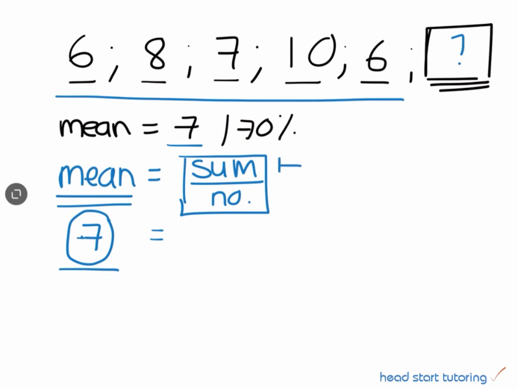So let's look at the sum. 6 plus 8 is 14. 14 plus 7 gives us 21. 21 plus 10 is 31. And 31 plus 6 is 37. So the sum of our first 5 numbers is 37, but we still need to add that question mark, because we're not yet sure what it is going to be. That's what we need to try and achieve.